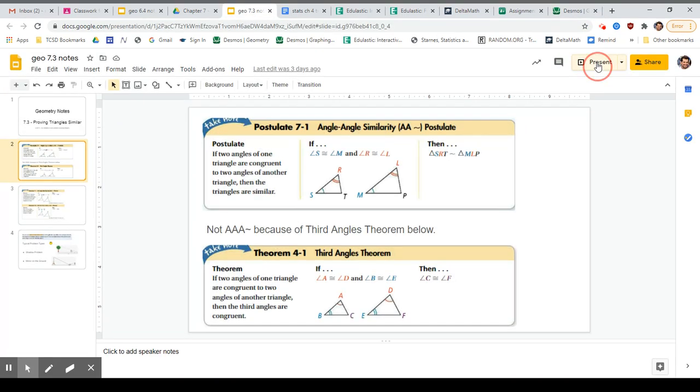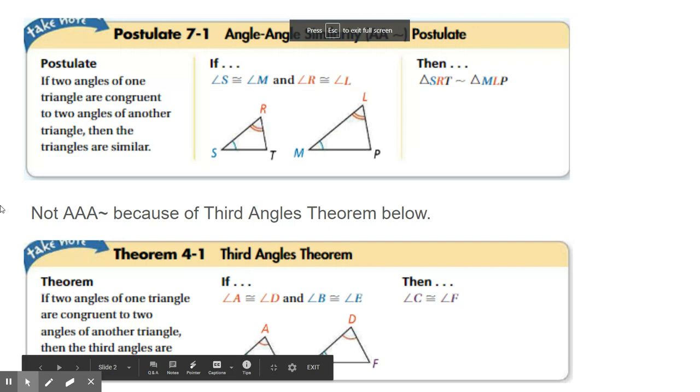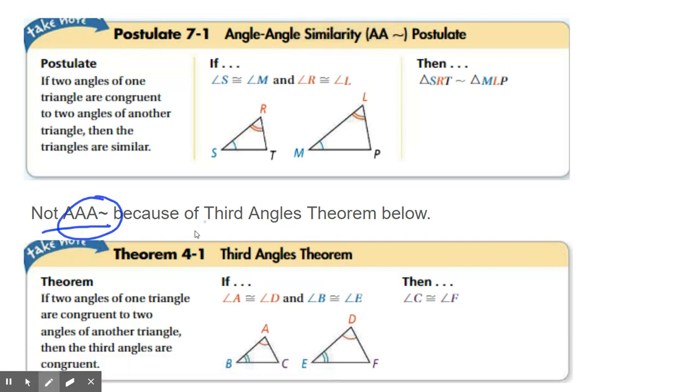And I didn't show this yet, but I'm going to present. So the reason that we don't need AAA, right? We don't need angle, angle, angle because of the third angles theorem, which I taught you back in the congruent triangles chapter, where if you know that two angles are congruent, you know the third are. And again, that's the fact that the sum of a triangle is always 180. So if I know these two, I know angle C. If I know these two, I know F. Okay, so that's why it's just angle, angle. If you put angle, angle, angle, I think Delta Math actually has angle, angle, angle. You're not wrong, but it's just not necessary according to this book.